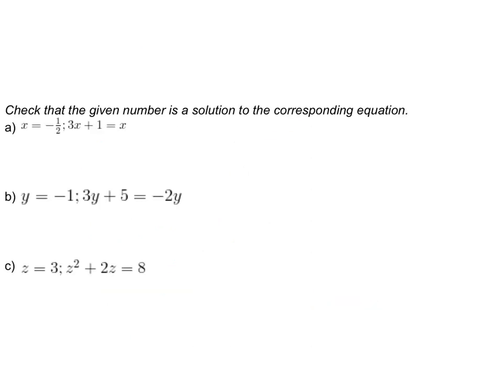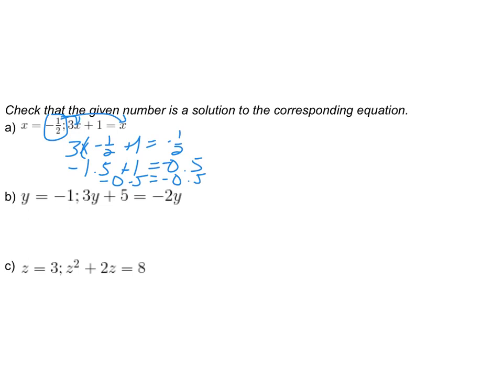So now we've got x is a negative 1/2. So now wherever I see an x, I'm going to put a negative 1/2. So I've got 3 times a negative 1/2 plus 1 should be equal to a negative 1/2. 3 times a negative 1/2 is negative 1.5. And negative 1/2 is negative 0.5. Negative 1.5 plus 1 is negative 0.5. So I get the same thing on both sides so that it works. It is a solution.